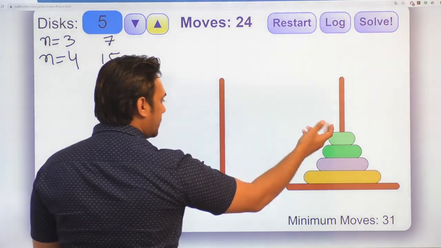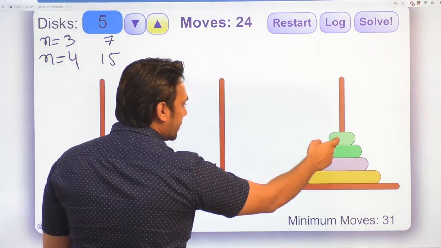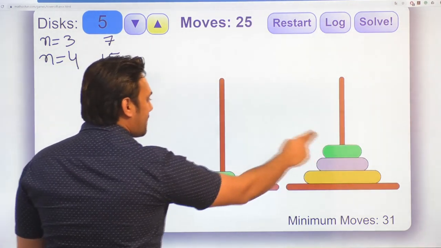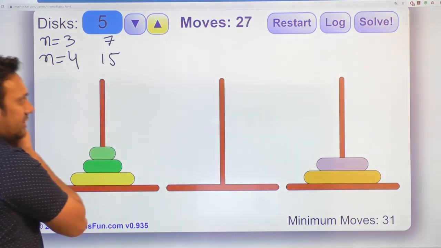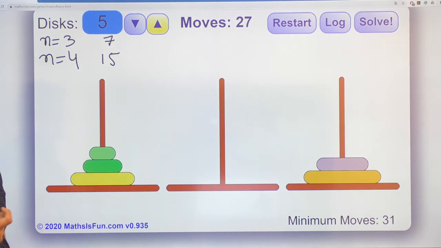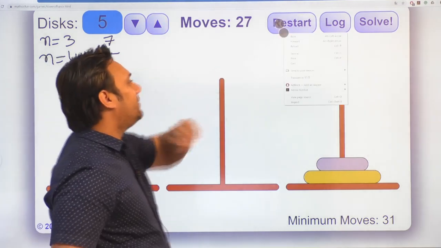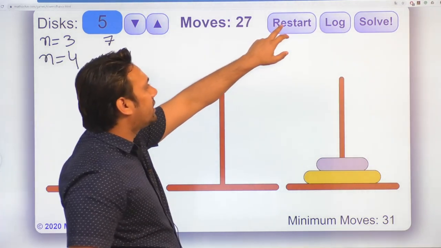Okay, then I think I've made a mistake, but anyway, let us try to analyze. So then I can place it here, here, and here. Maybe, okay, I think I've made a mistake because the number of moves that I'm taking is a lot more, right? But anyway, this is a very interesting puzzle. You can easily do it.